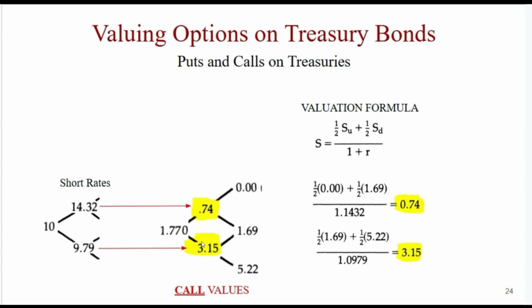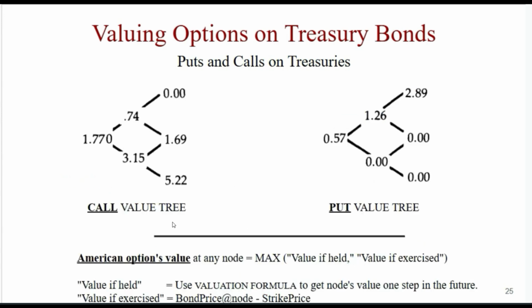So then for the prices of 74 cents and $3.15, we take that average and discount it back one more year by the short rate of 10% to get the call value of $1.77. So we repeat the process for put options, and we end up with these value trees for both our calls and our puts.